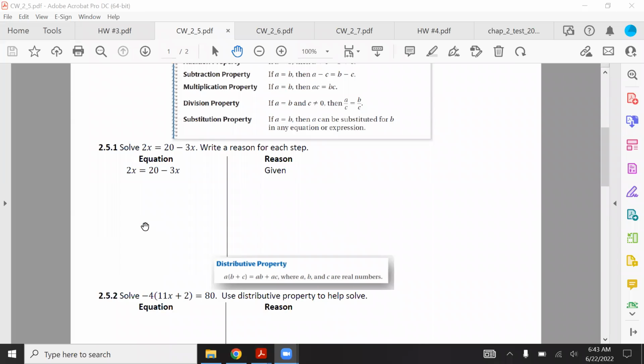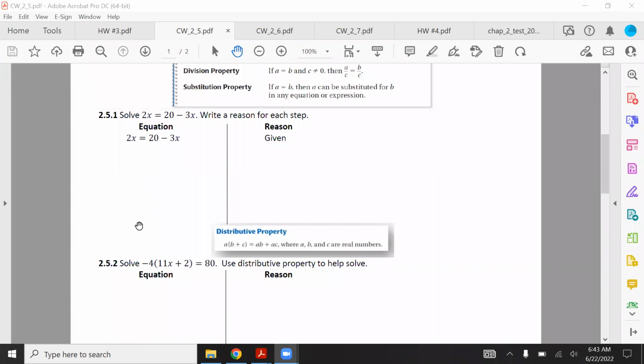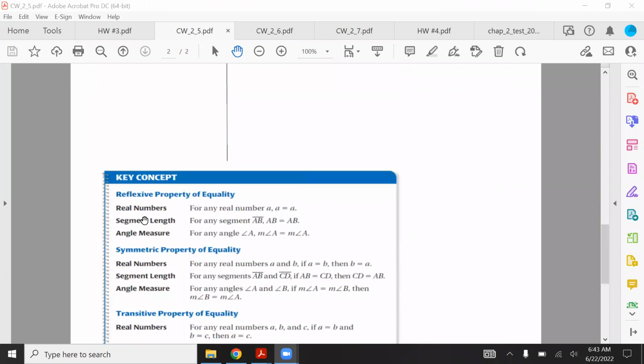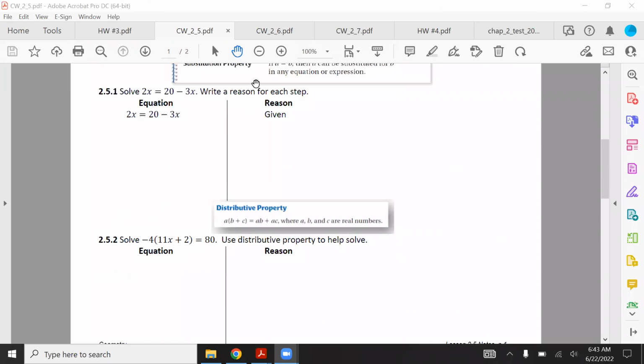Okay, so let's look at 2.5.1 and 2.5.2. You have to write a reason for each step. So here, again, if I add 3x to both sides, so then you get this, 5x equals 20. Then I want to divide both sides by 5. You get x equals 4.